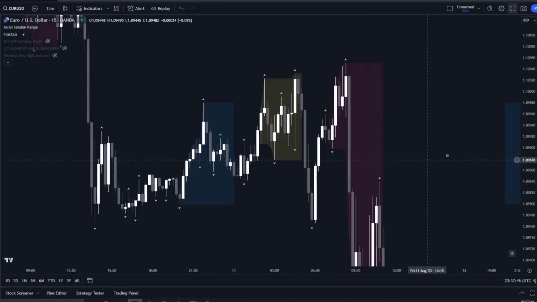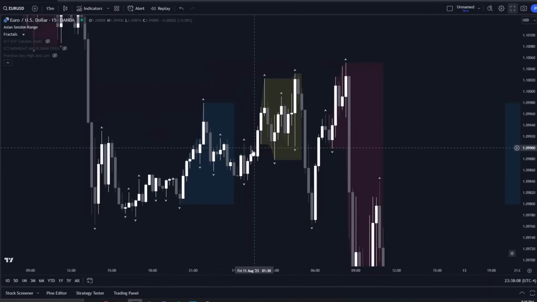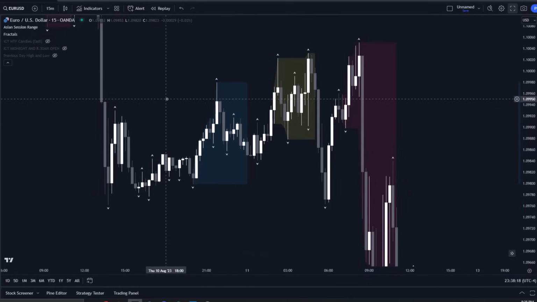So fractal highs and fractal lows are most likely high in liquidity. This indicator is going to make it easier for our eye to spot those. Instead of just going with no indicator, it's going to be like this. And sometimes you would consider some highs and lows that are not really high in liquidity. So enabling this indicator is going to help your eye spot those highs and lows very fast.